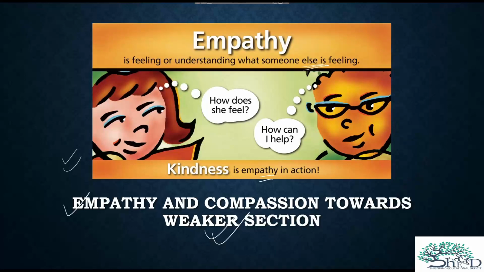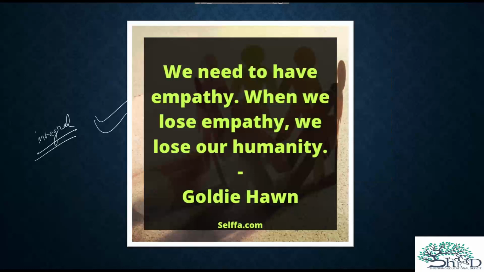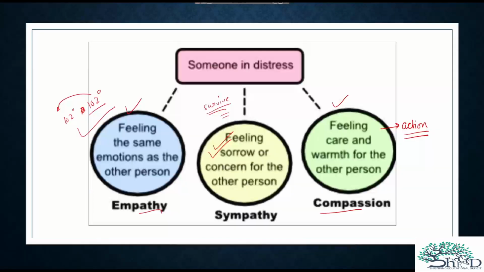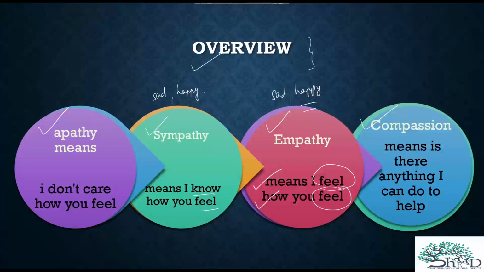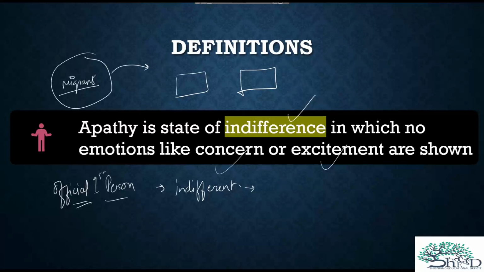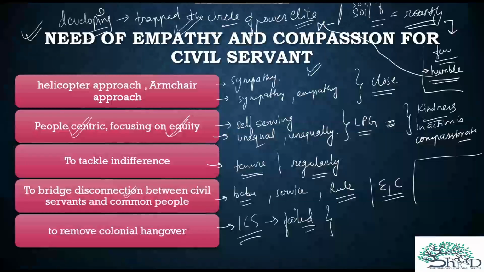I have combined these two. They are written separately in the syllabus, empathy and compassion, but we have combined them in this topic because they are related. So we started with a fantastic quote again. Then how do we behave when somebody is in distress? This is just an overview, just to tell you how to relate everything. Then we saw one line definitions. Then we saw technical definitions with proper examples.